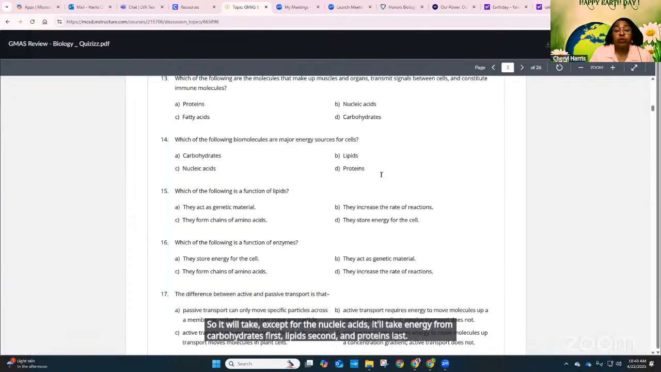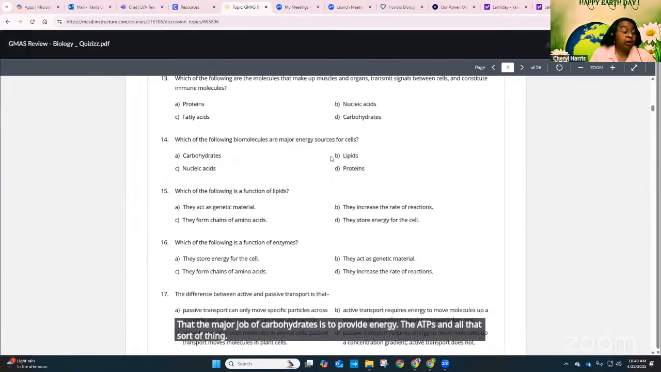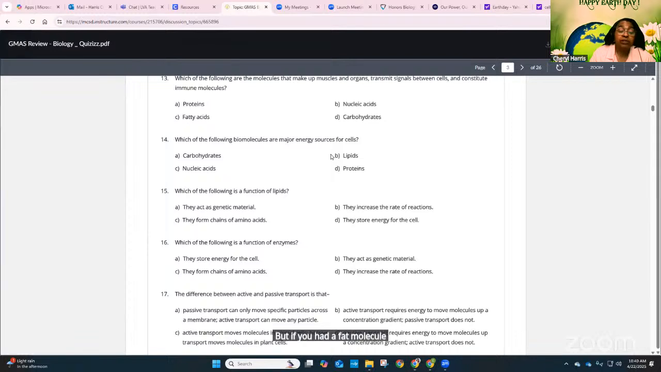Okay, but you will get them as far as molecules of energy, you get more energy from a lipid than you will from carbohydrates. It's just not its first choice. So I was kind of skeptical about the answer to that. Keep that in mind if you see a question like this: the major job of carbohydrates is to provide energy, the ATPs and all that sort of thing. But if you had a fat molecule, it will give you more ATPs than carbohydrates will.